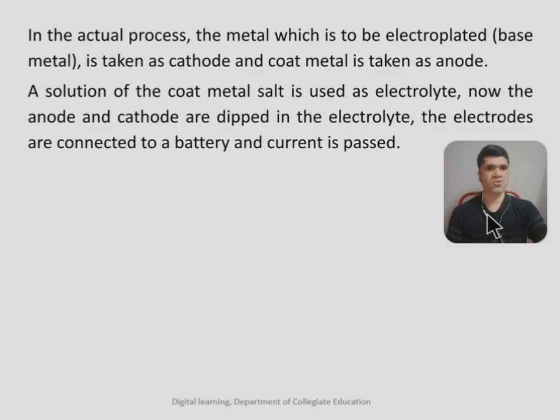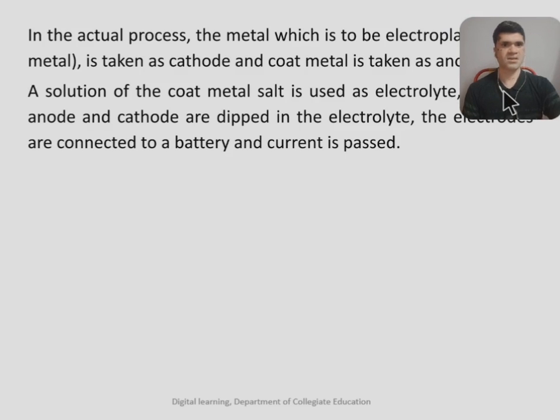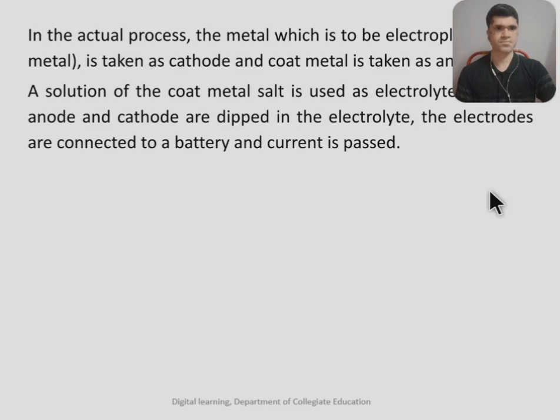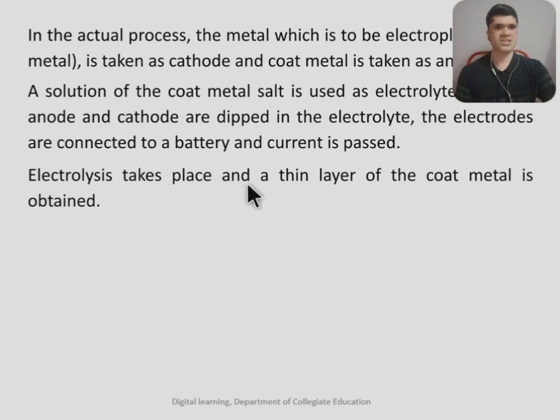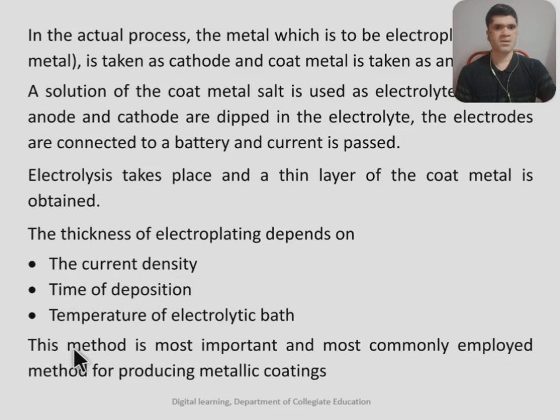Now the anode and cathode are dipped in the electrolyte, and the electrodes are connected to a battery and current is passed. Electrolysis takes place and a thin layer of coat metal is obtained. Thickness of electroplating depends on the current density, time of deposition, and temperature of the electrolytic bath. This method is most important and commonly used for producing metallic coatings.